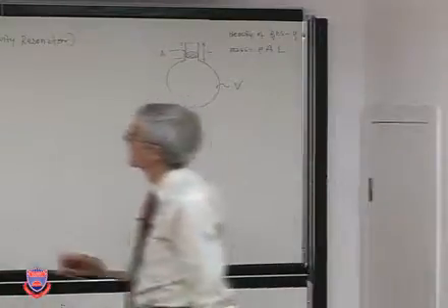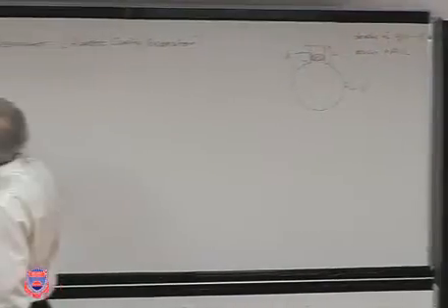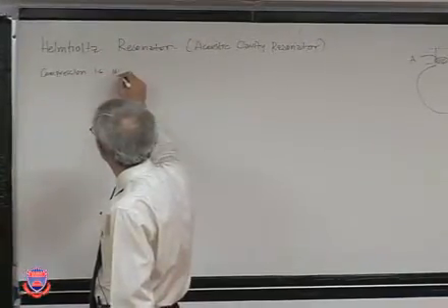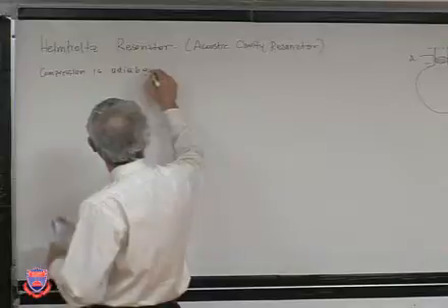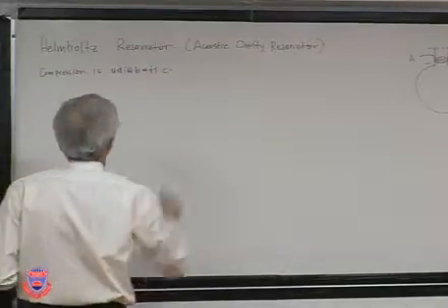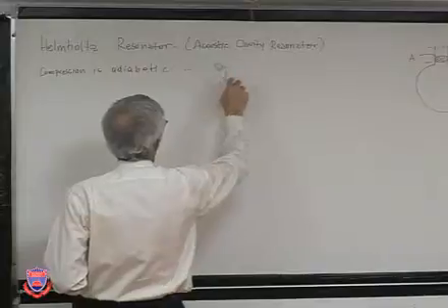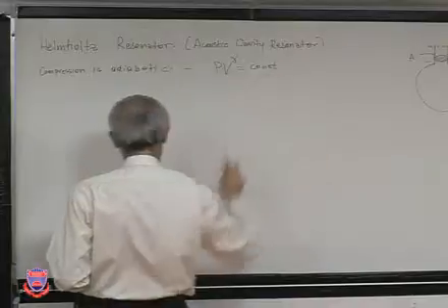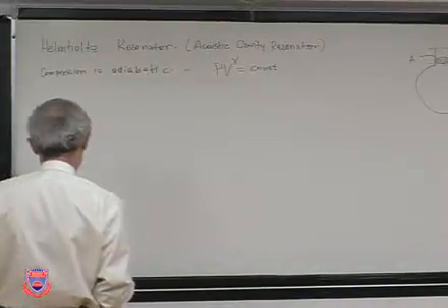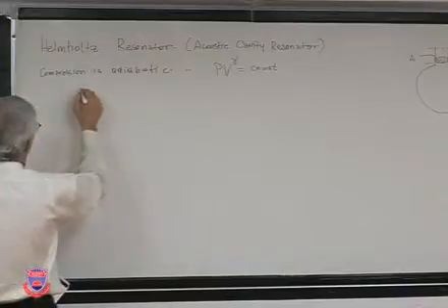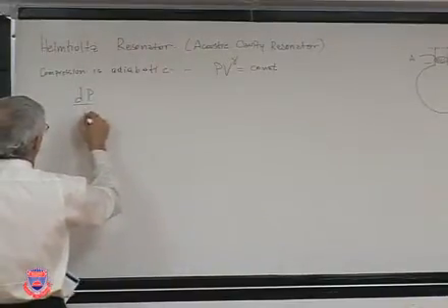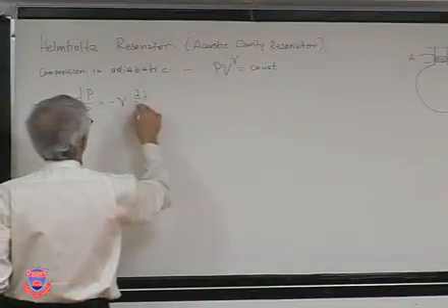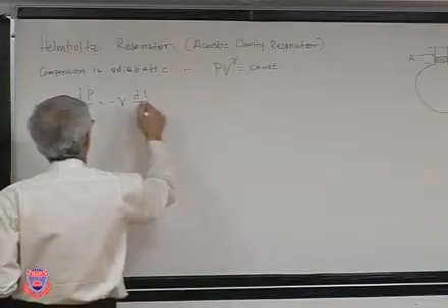Okay. The compression is adiabatic. So, not PV, but PV to the gamma is constant. And as you remember from last time, just a couple of minutes ago, same approach.